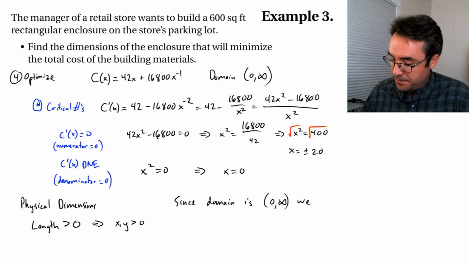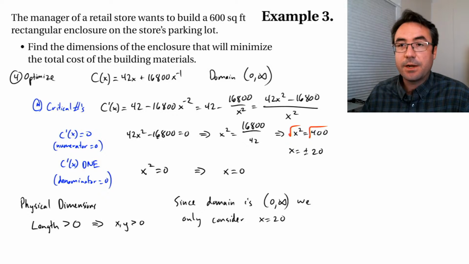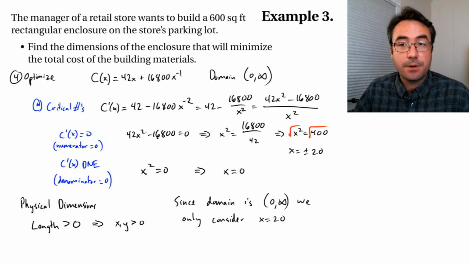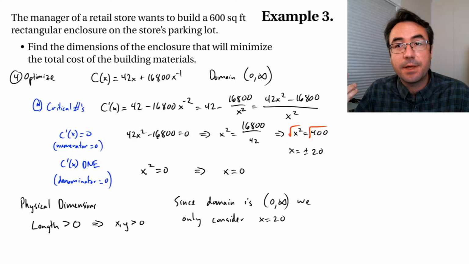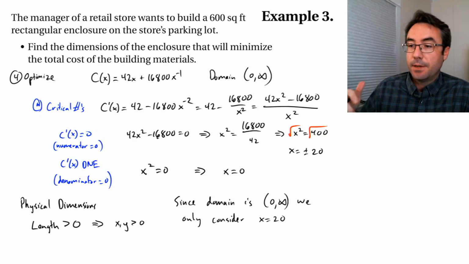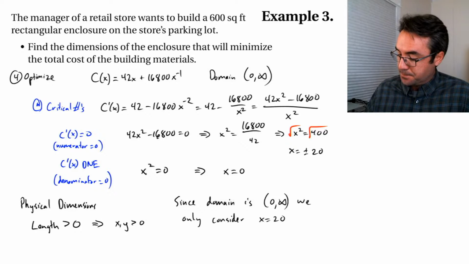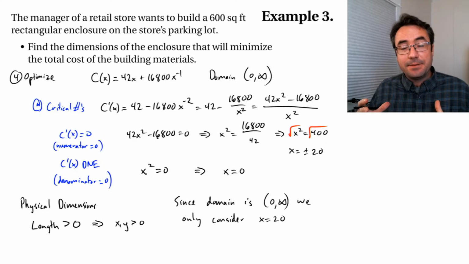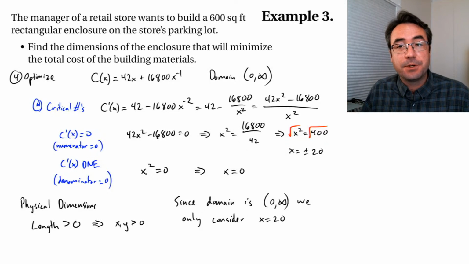And that means we're going to only consider x equal to 20. We're not going to use the negative length, so no negative 20. We're not going to use length 0, so no x equal to 0. The only length we're going to consider here is 20. All right. So we found our critical number on our domain, which is the interval from 0 to infinity.